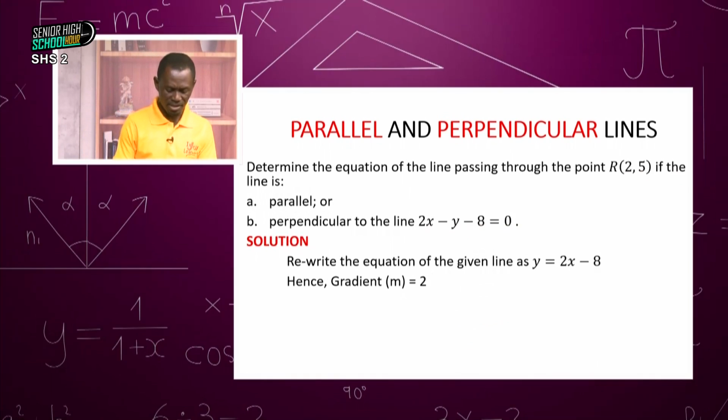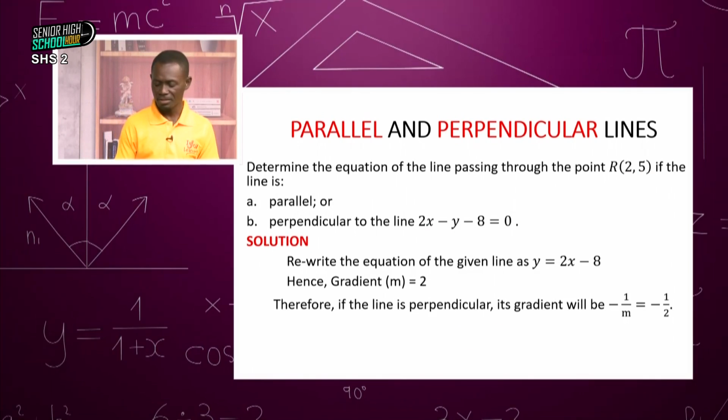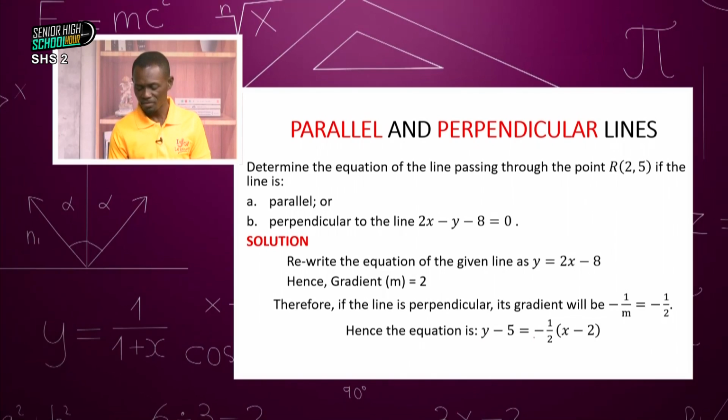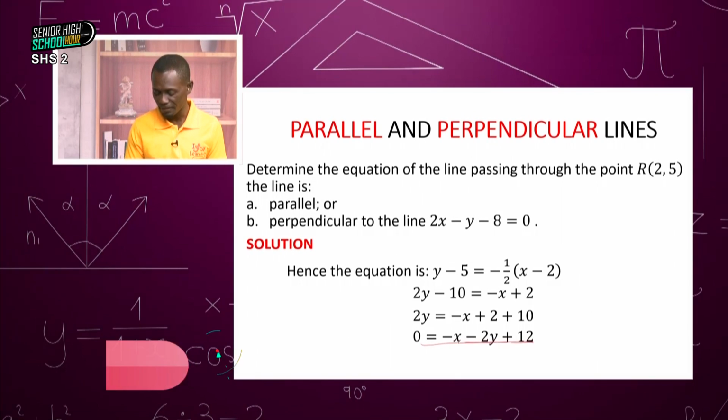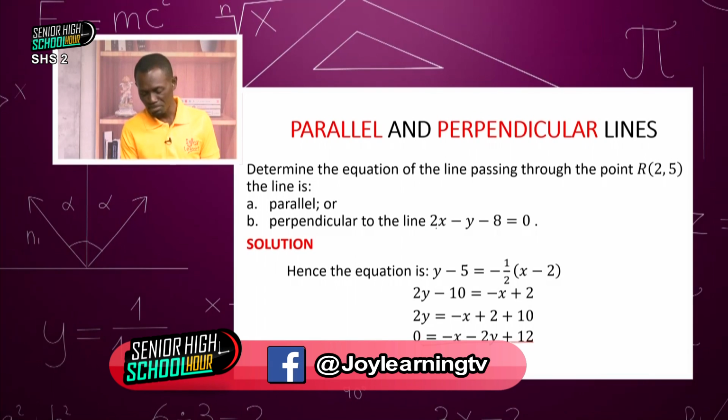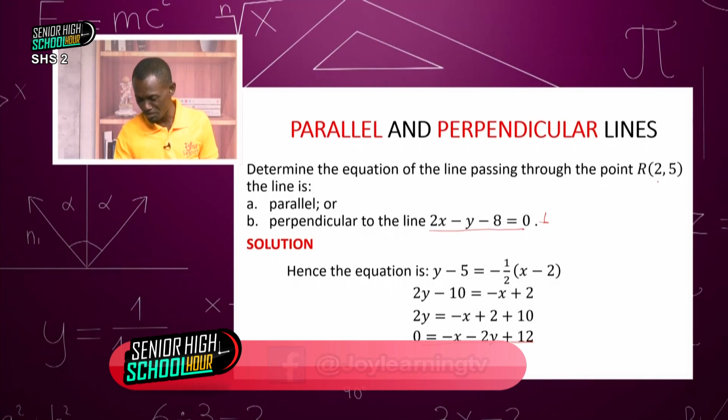On the other hand, if the line ought to be perpendicular, then the gradient of the new line has to be negative 1 over 2. And so the line itself will be y minus 5 equals the new gradient, negative half, multiplied by x minus 2. And again, if we resolve carefully, we find out that we have this line, which is definitely perpendicular to this line, and must pass through this point.